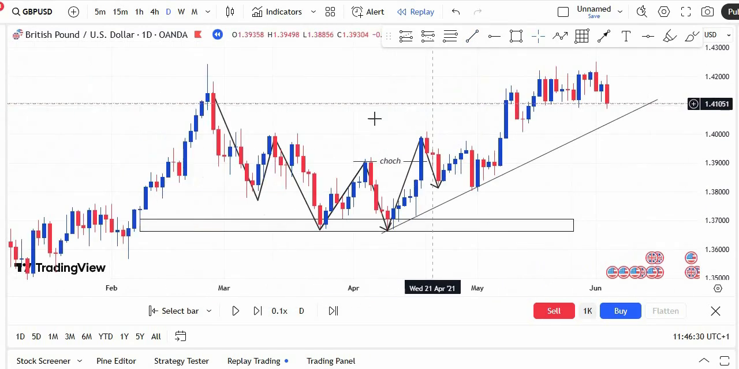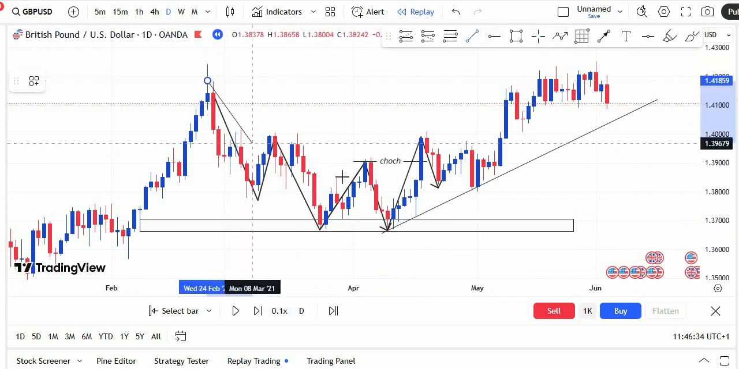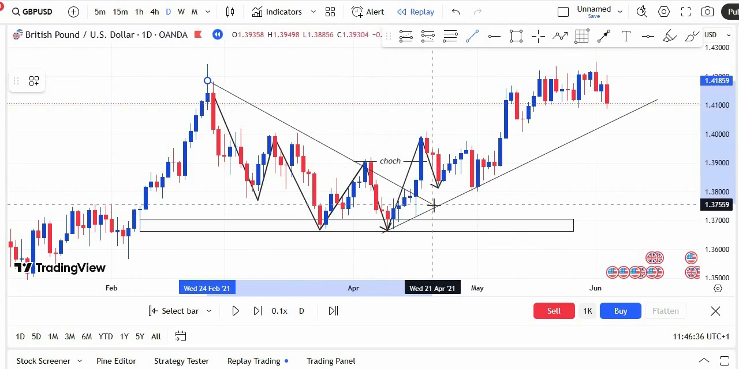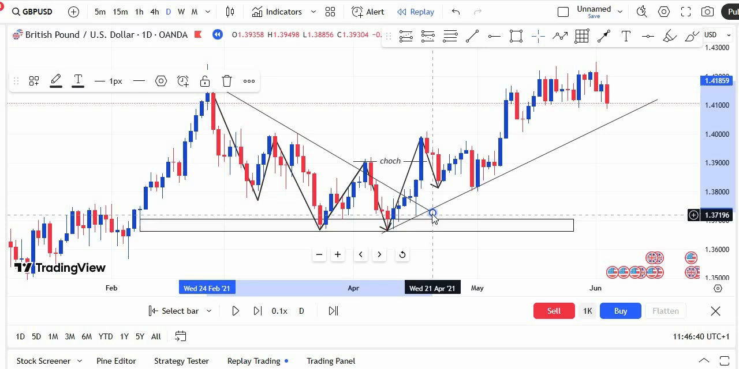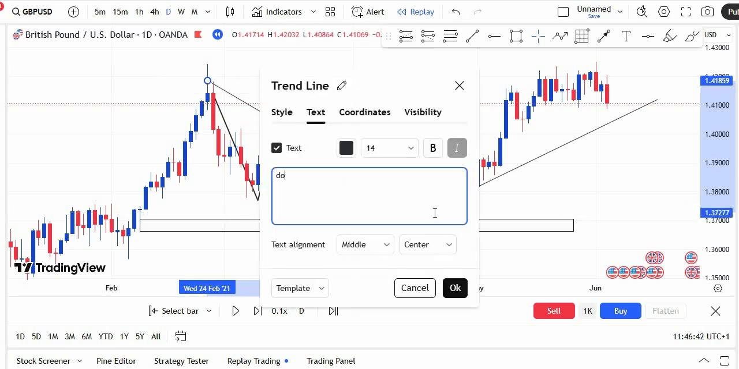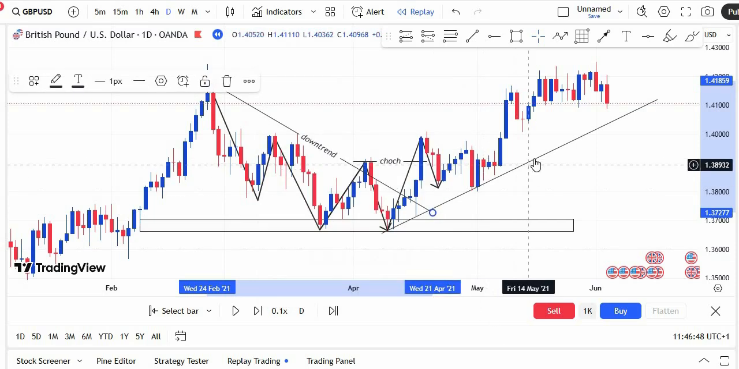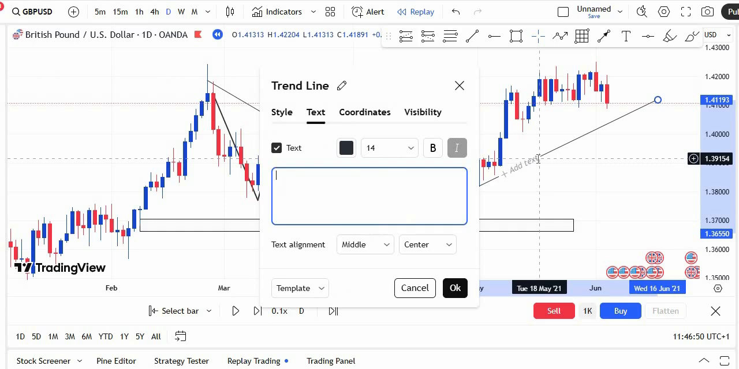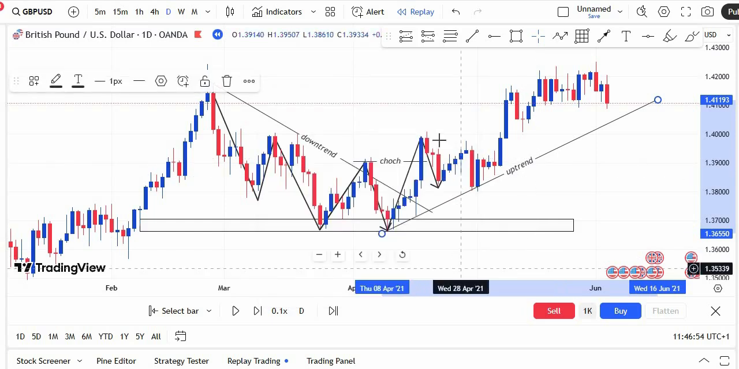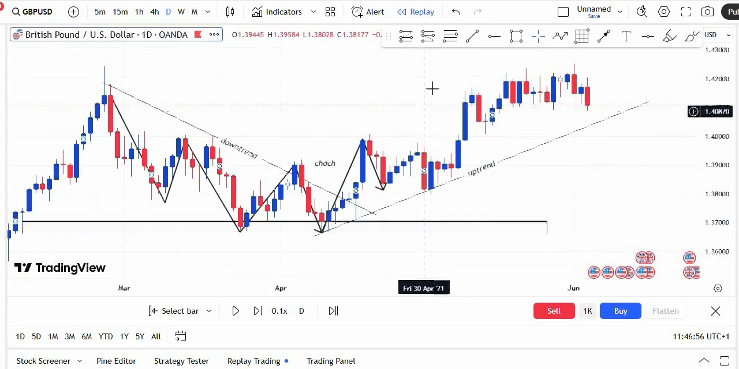Right, so now the market changed character from being a downtrend to now becoming a what? Becoming an uptrend. So this is a what? This is a downtrend, right? And this is a what? This uptrend. Hope you guys understand what I'm talking about.